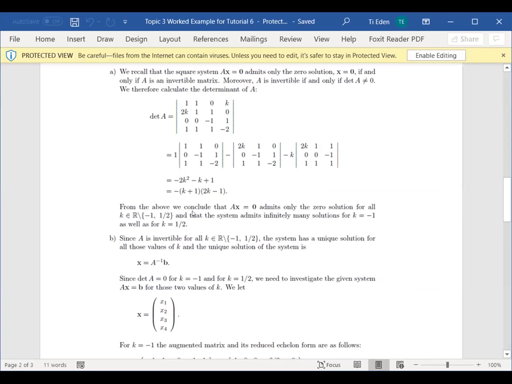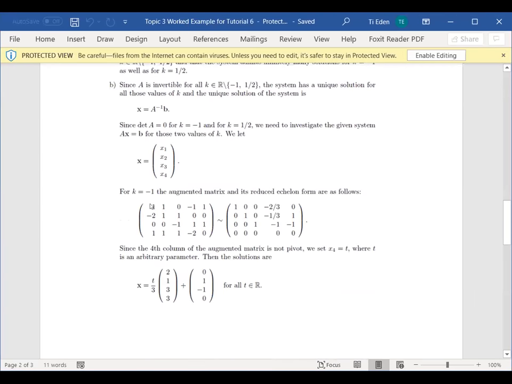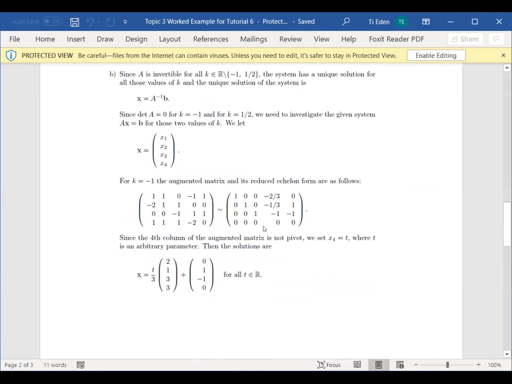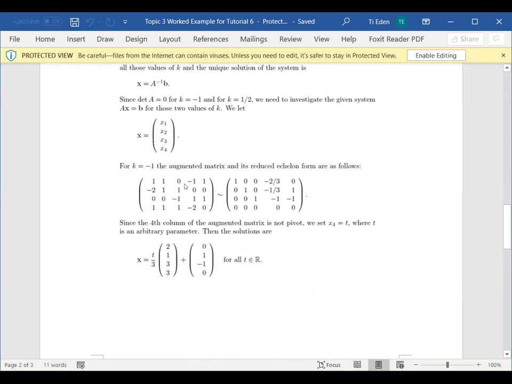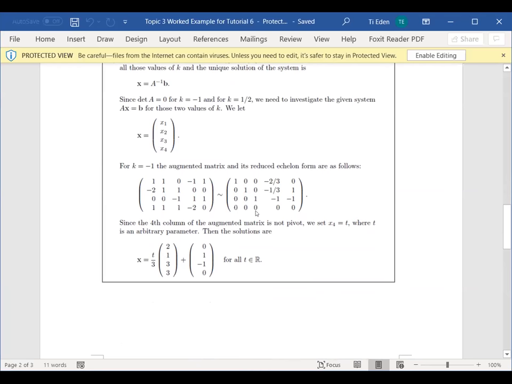You substitute k equals negative 1 and do an echelon form reduction and try to observe. In the answer, you can see that after you reduce to echelon form, you can observe an all-zero row here. You cannot observe something like 0, 0, 0, 0, k, so at least it means that it has a solution. But does it have infinitely many solutions or a unique solution? Then you locate all the pivots.